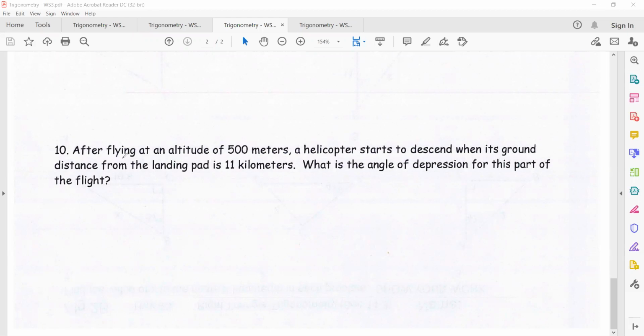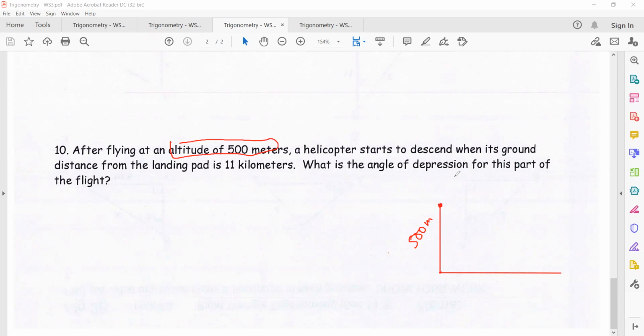First of all, after flying at an altitude of 500 meters, that means there is a helicopter flying at an altitude of 500 meters. That means the height is 500. Let me draw the ground first. If this is the ground, then the height of the helicopter will be 500 meters. It is flying over here.